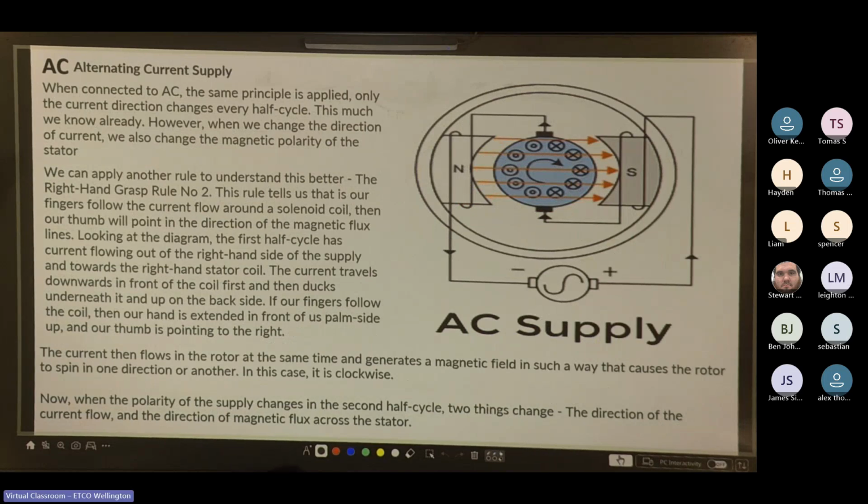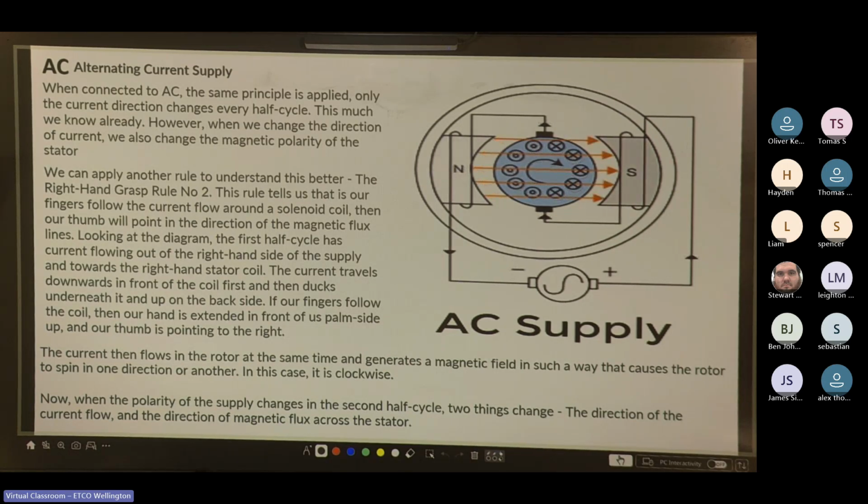Cool. Alternating current supply. When connected to AC, the same principles apply, only the current direction changes every half cycle. This much we know already. However, when we change the direction of current, we also change the magnetic polarity of the stator. We can apply another rule to understand this better, the right-hand grasp rule, rule number 2.